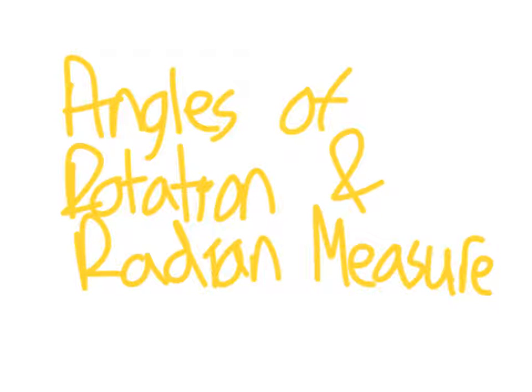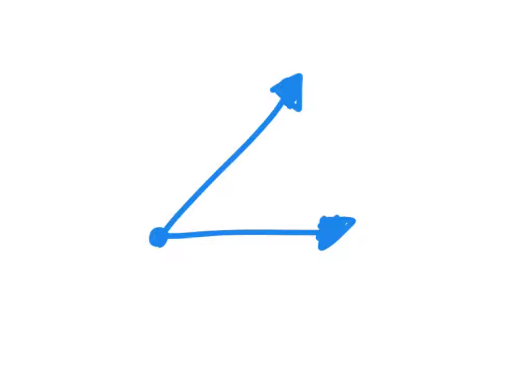This video will be on angles of rotation and radian measure. Now we know from geometry that an angle is the union of two rays, these two, with a common endpoint, right here. The common endpoint is the vertex of the angle, and the rays are the sides of the angle. We can extend the way we think about an angle if we consider an angle as a turning motion.